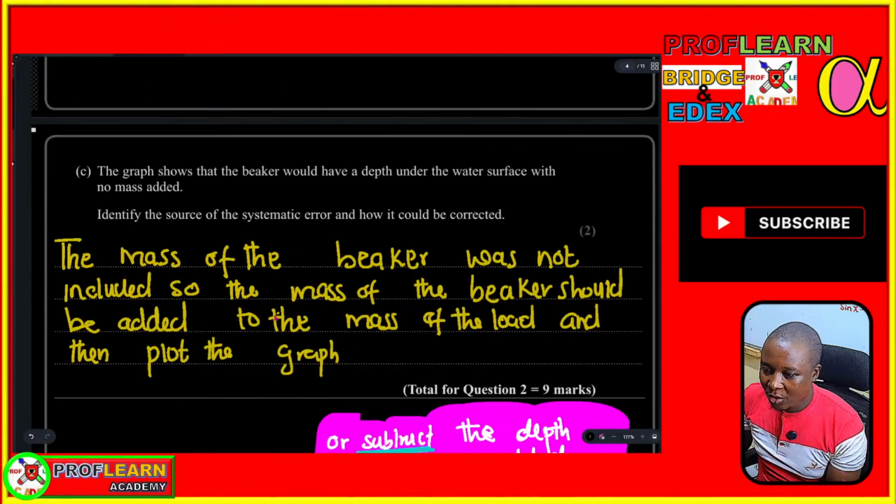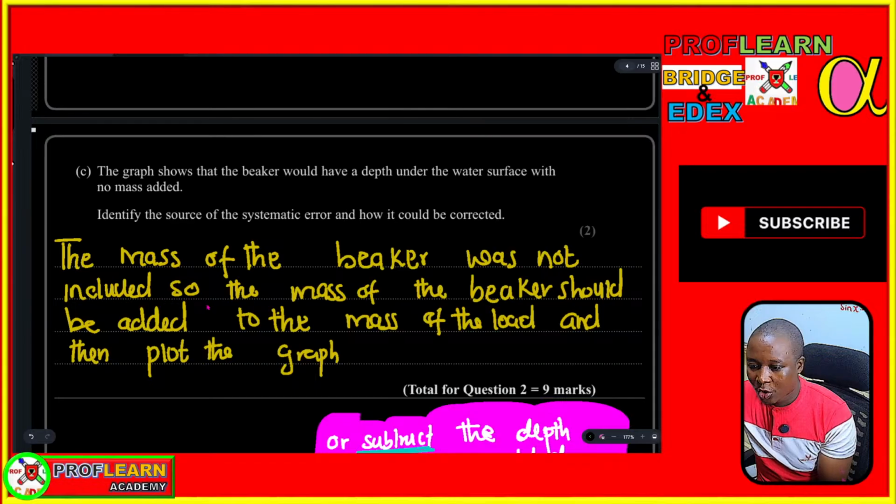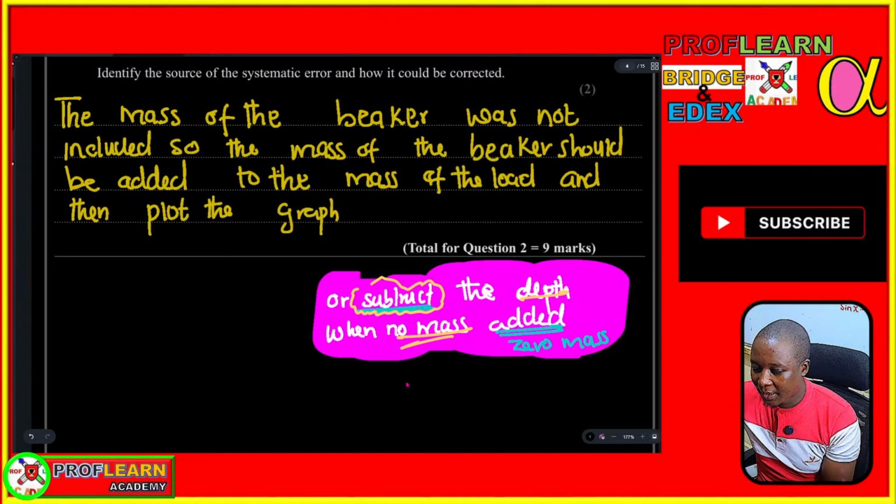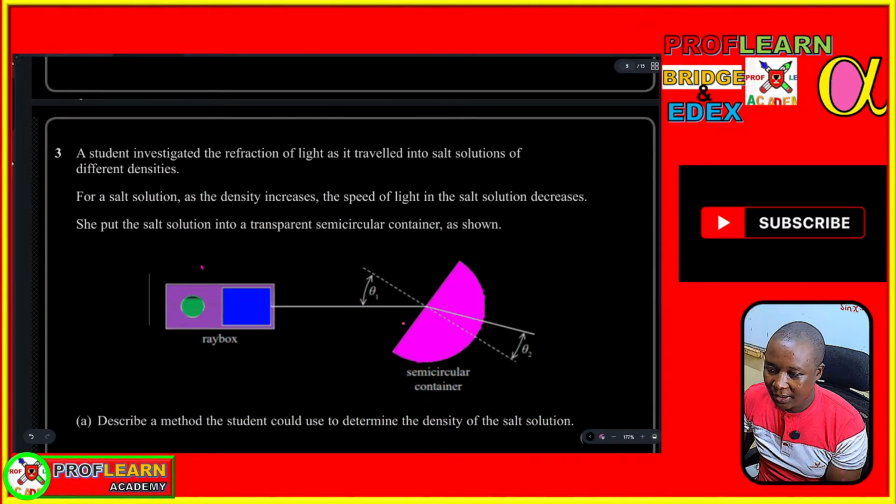So identify the sources of the systematic error in that case. This is because the mass of the beaker was not included in the investigation. So in order to correct it, the mass of the beaker should be added to the mass of the load, and then plot the graph. Another way is subtracting the depth when there was no mass, during the zero mass. So they could have considered that as well in order to ensure that they get the right results.